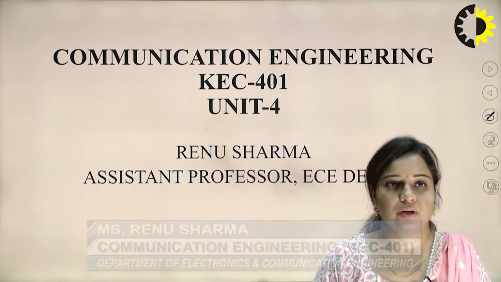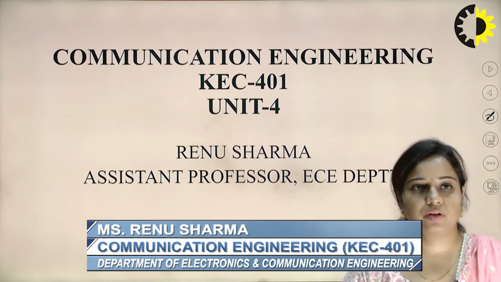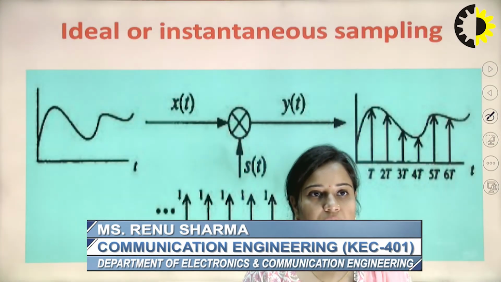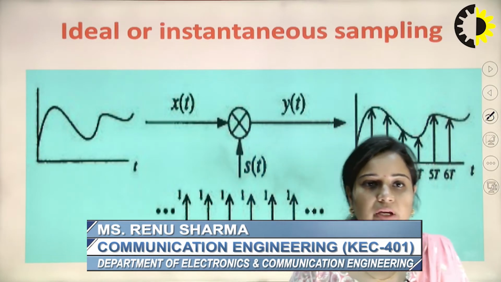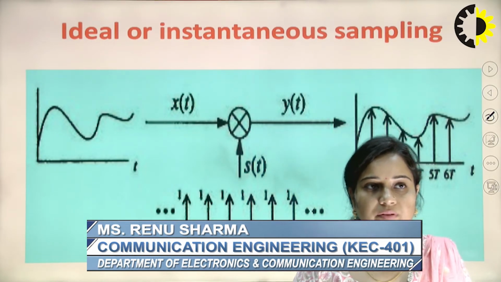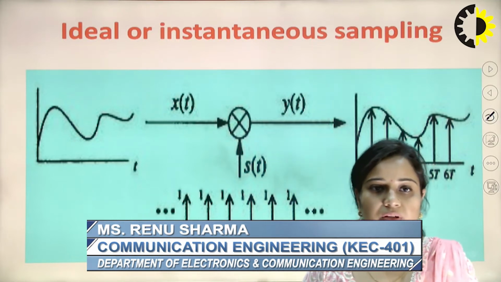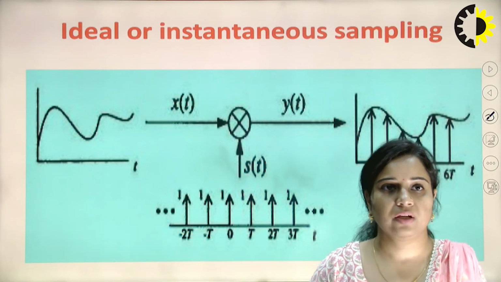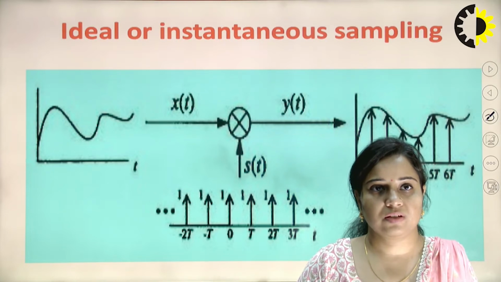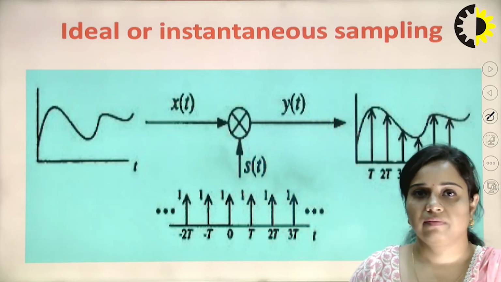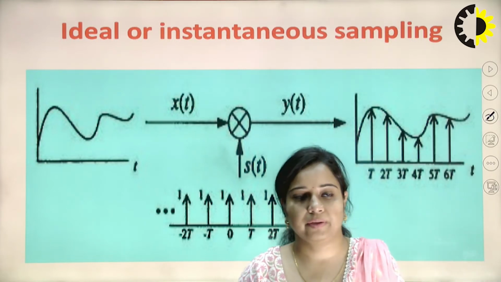Today I am going to start with the next part of Unit 4, which is related to different types of sampling. In the previous lecture I discussed ADC, a digital transmission technique, the analog to digital converter. It consists of different steps: the first is sampling, the second is quantization, and the third is encoding. In this lecture we will discuss different types of samplers, or the different systems available that perform the operation of sampling.